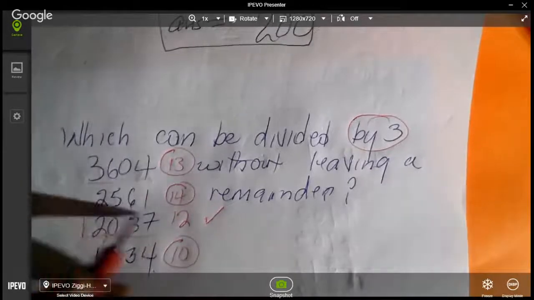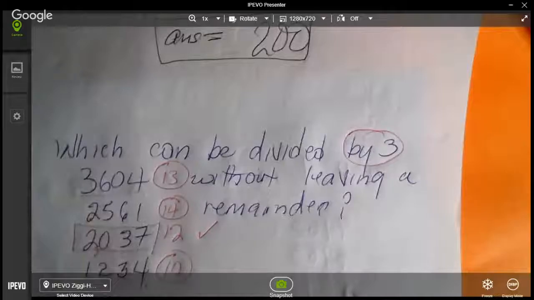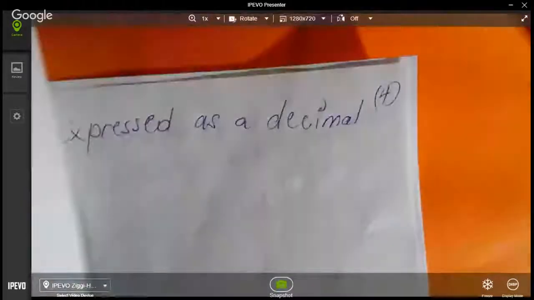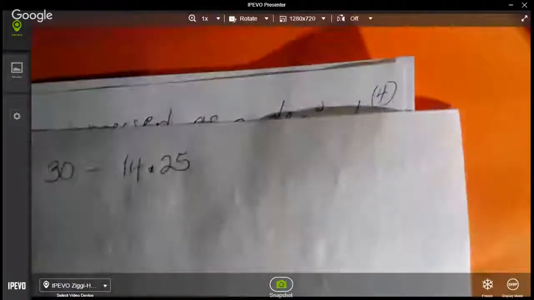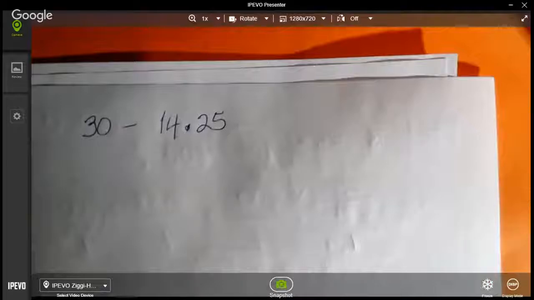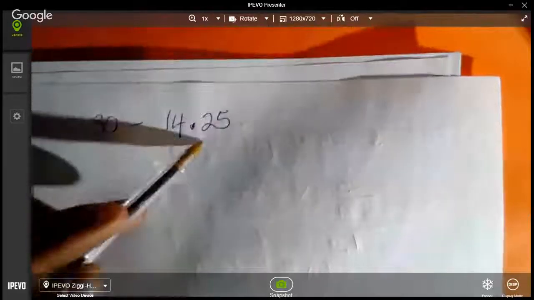2037. 2037. So what is this question testing again? If we understand our what? Divisibility rules. Okay. Let's look at this subtraction question. This is what type of question? Decimal. Okay, decimal subtraction. So we have 30 and we need to take from that 14.25.